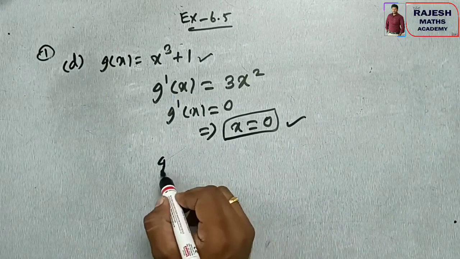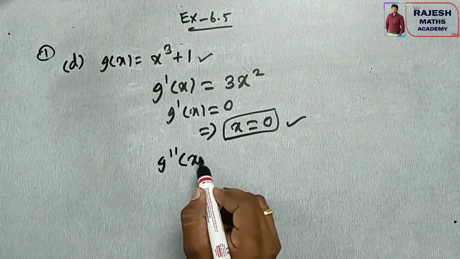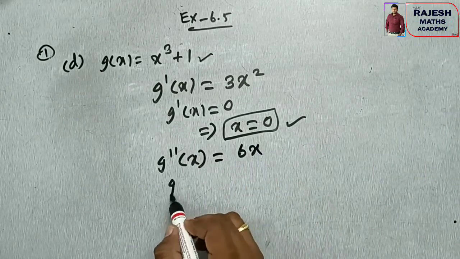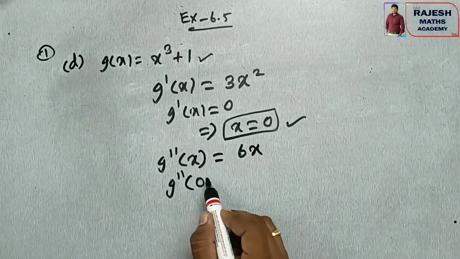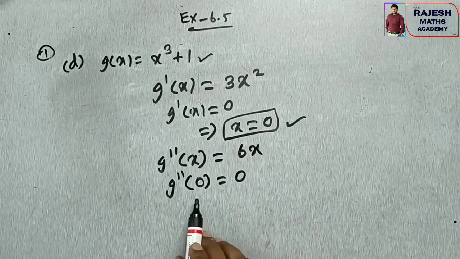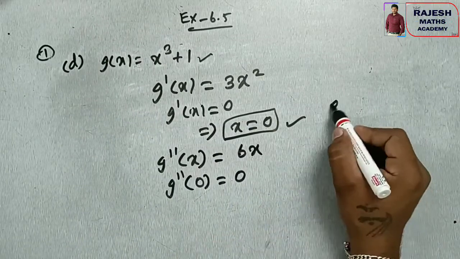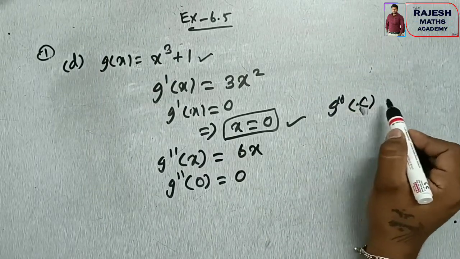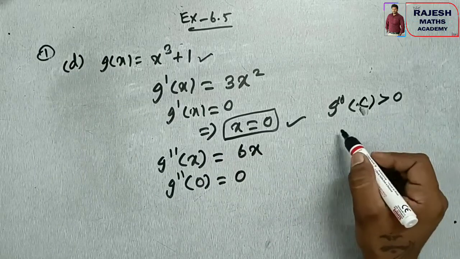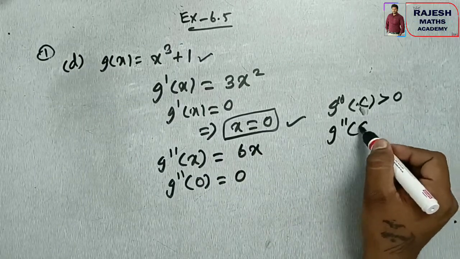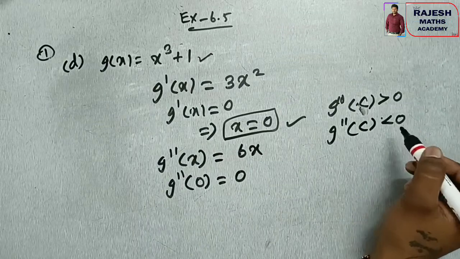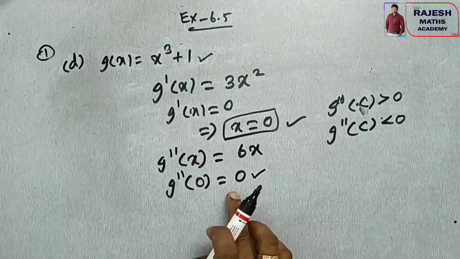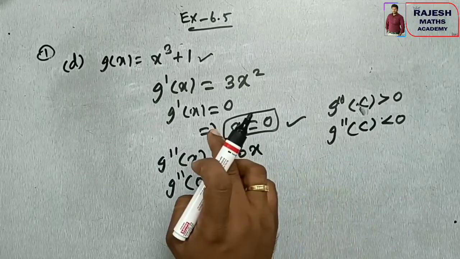Now we will find the second derivative, g double dash of x. G double dash of x equal to 6x will come. So substituting this x value in g double dash, we will get 0. I said already, g double dash of c greater than 0 means that is minimum, g double dash of c less than 0 means that is maximum. But here g double dash of c equal to 0. So the second derivative test fails. We go back to the first derivative test.